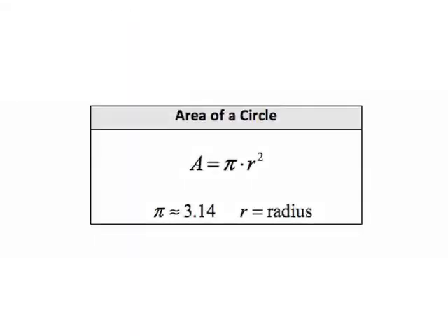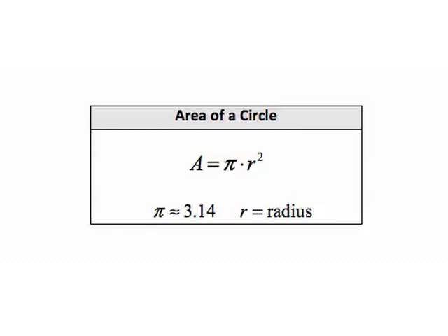And so now here is our official formula for finding the area of a circle. The area of a circle is just like we discovered before, is pi times the radius squared. And here we're going to use pi equal to 3.14, and again just a reminder that r is equal to the radius of the circle.